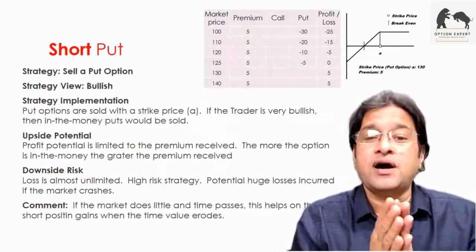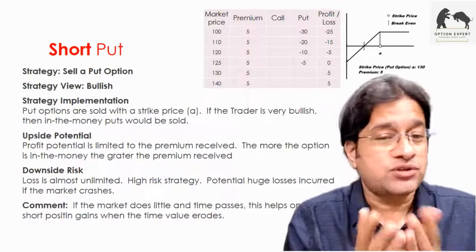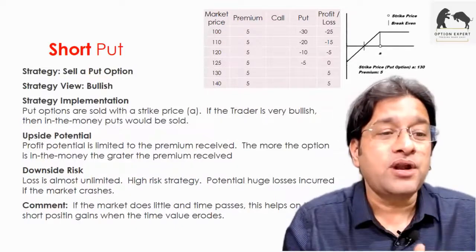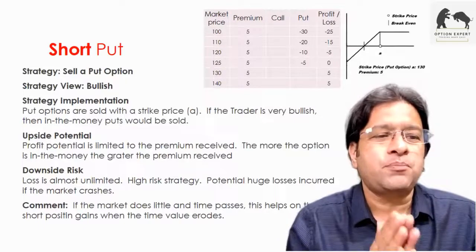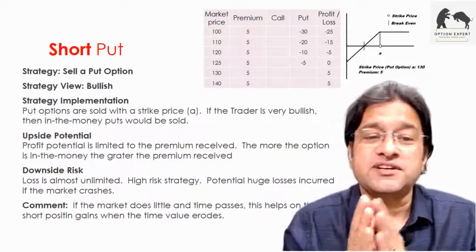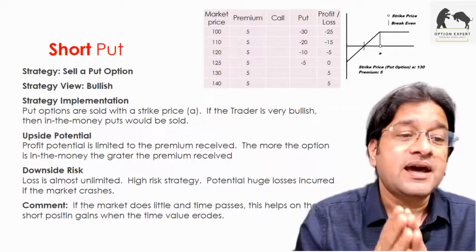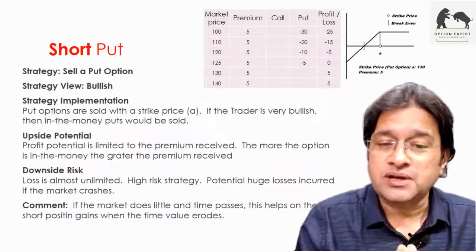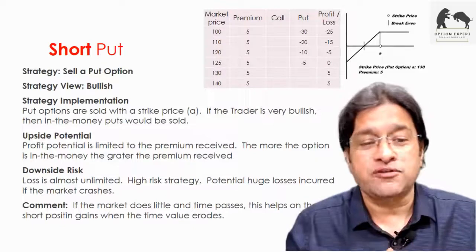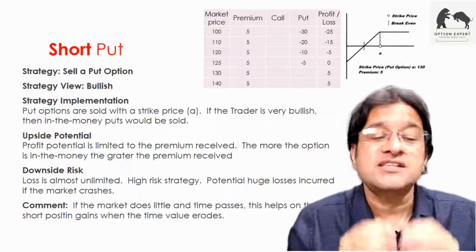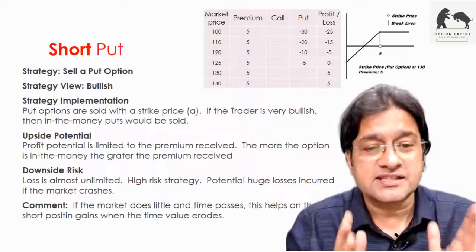Similarly, if you are bearish, you would short a call. If you are bullish, you would sell a put option. So implementation is very simple. Put options are sold with a strike price; if the trader is very bullish, then an in the money put should be sold. The upside potential is limited to the premium you have received, but the downside risk is unlimited. It's a high risk strategy.